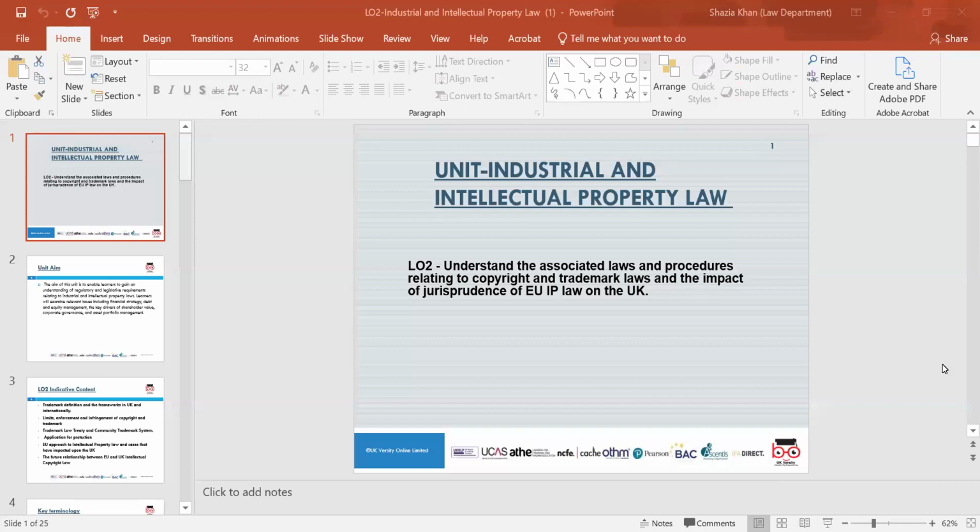So we looked at the 5 assessment criteria within learning outcome 1. We're going to now move on to learning outcome 2, in regards to looking at understanding the associated laws and procedures relating to copyright and trademark laws and the impact of jurisprudence of EU intellectual property law on the UK.